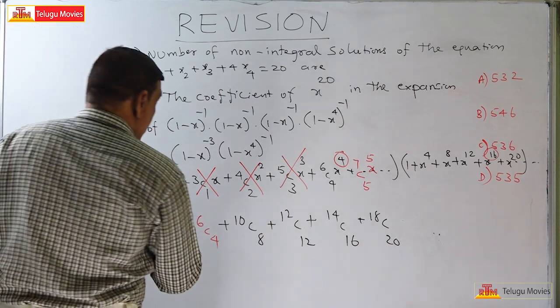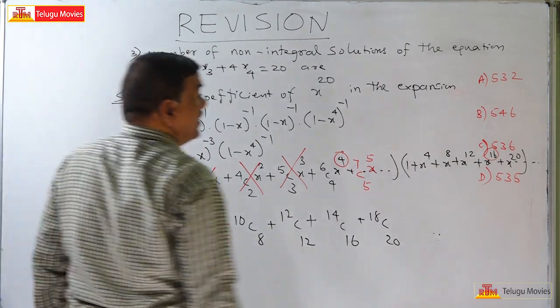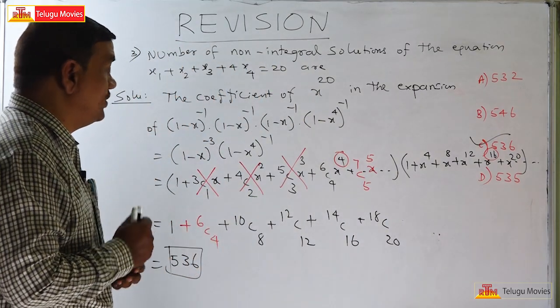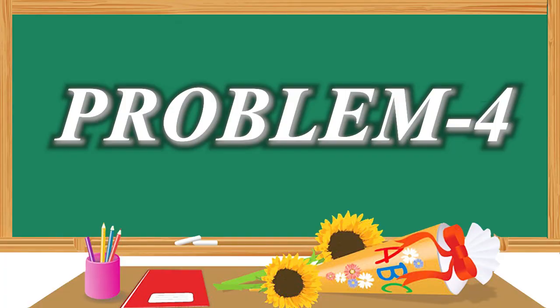So if you calculate this, you will get 536. So 536 will be the correct answer. I hope that you understand this calculation. So let us go for the next problem.